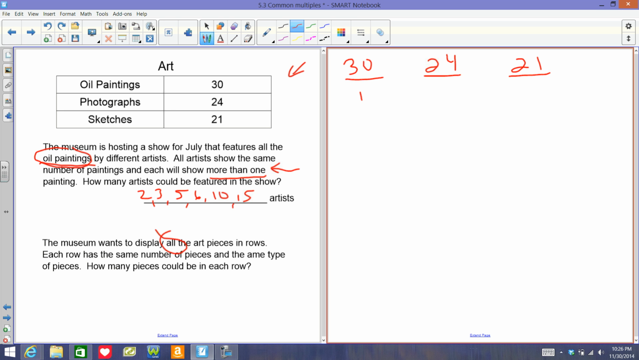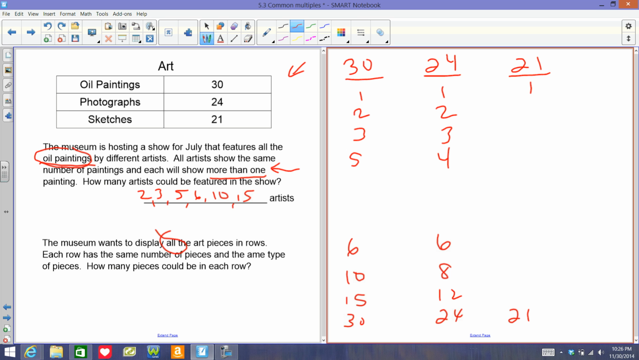All right, so I have 1 and 30, 2 and 15. We already figured these out. 3, I should have just left them up there. 3 and 10, 4, 5, and 6. Okay, and then we have 1 and 24. 2 and 12, right? Because 2 can go into 24 12 times. 2 times 12 is 24. 3 and 8. 4 and 6. And that is it. 21, 1 and 21.